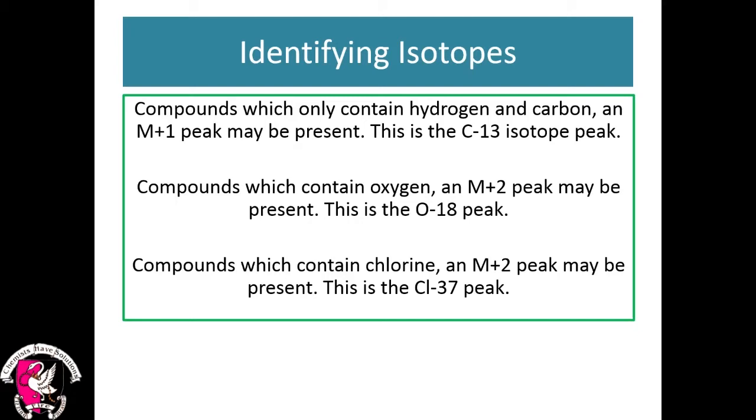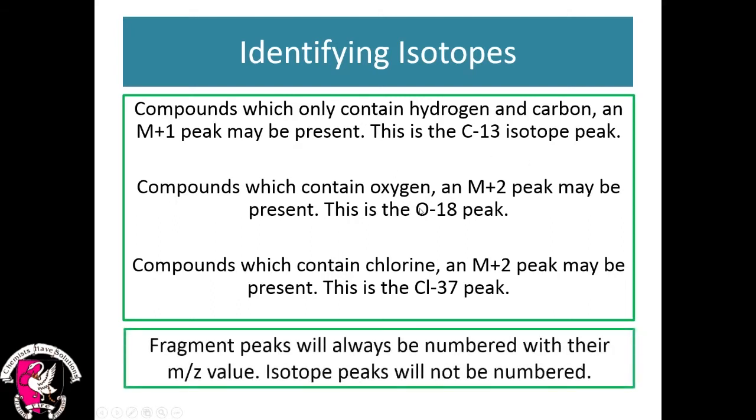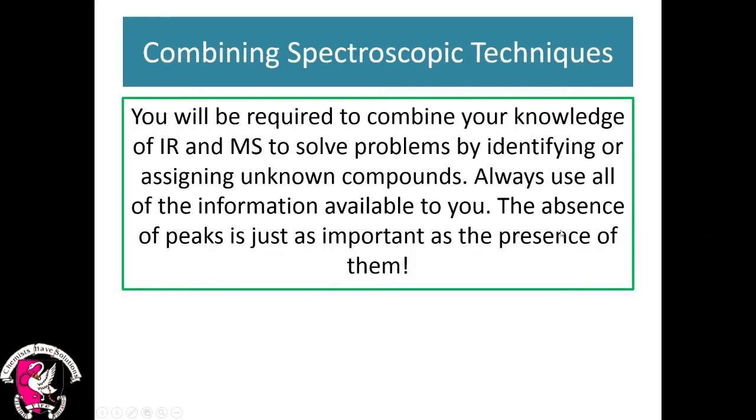They won't usually be numbered. Most of the peaks will actually be labeled, whereas an isotope peak wouldn't be labeled as such. You just have to look for it and realize that, oh, that must be an isotope peak. So the fragment peaks will be numbered with their m/z value, whereas the isotope peaks won't be numbered. Okay, so that's mass spectrometry.